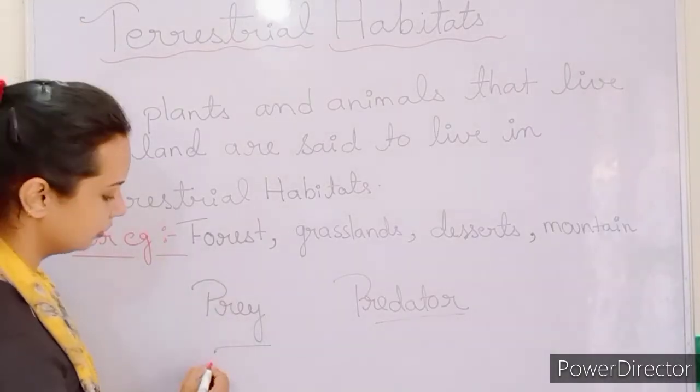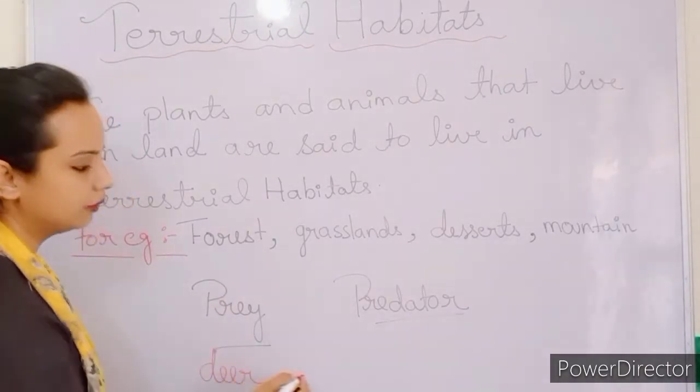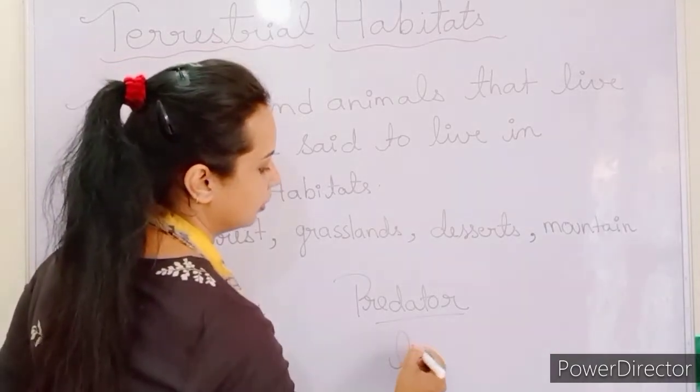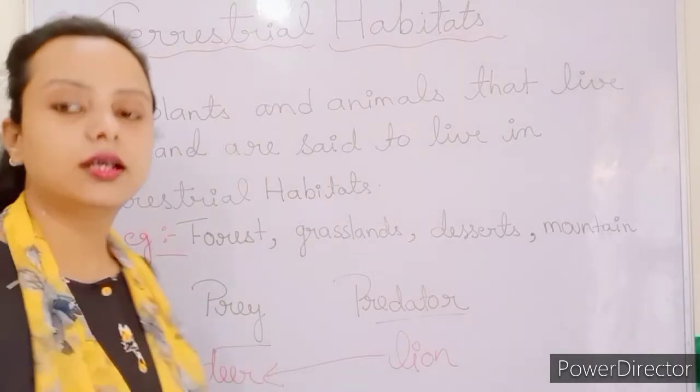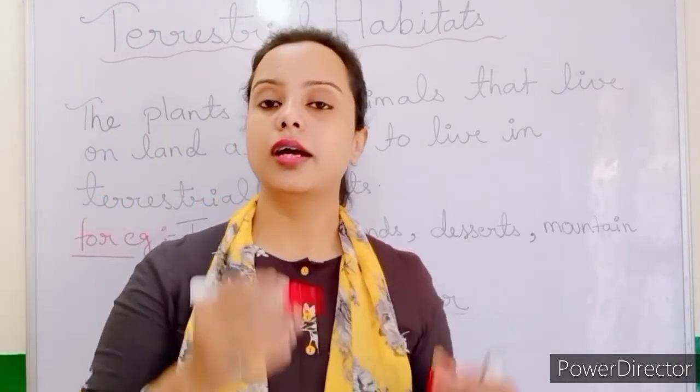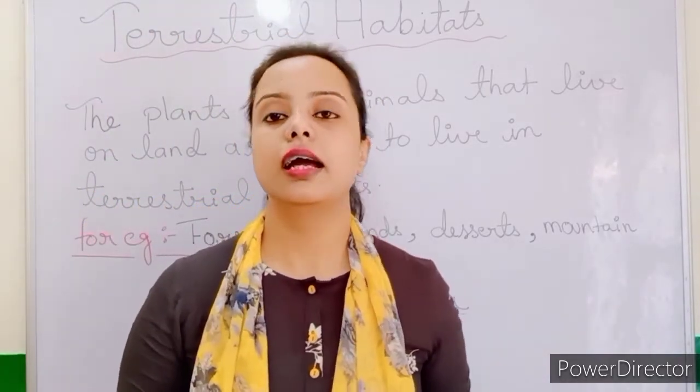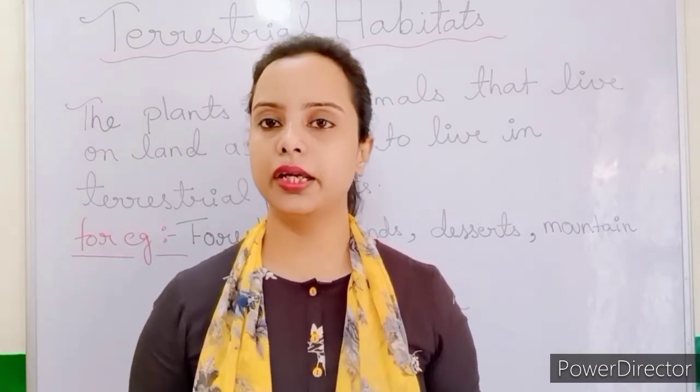is a deer, and predator here is a lion. So lion basically eats deer. So that lion is a predator and deer is a prey.